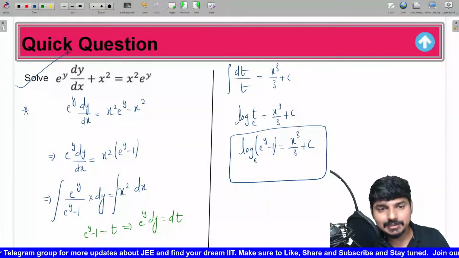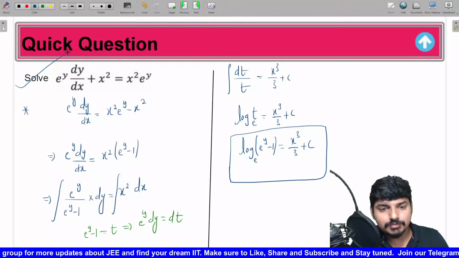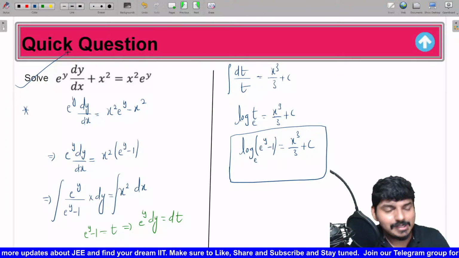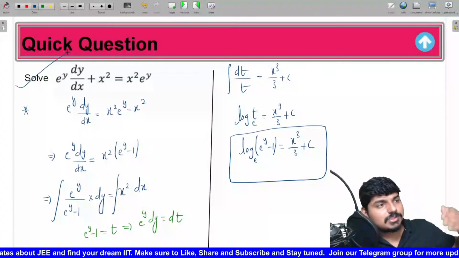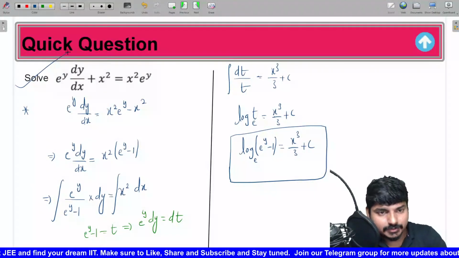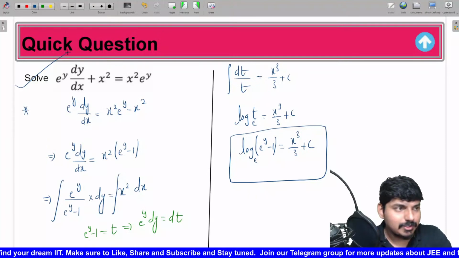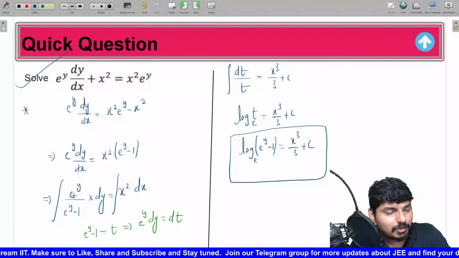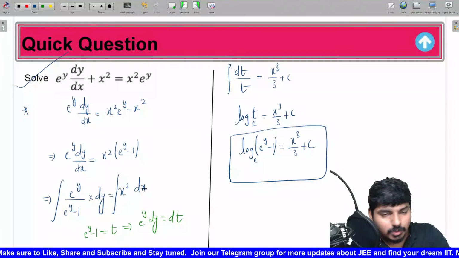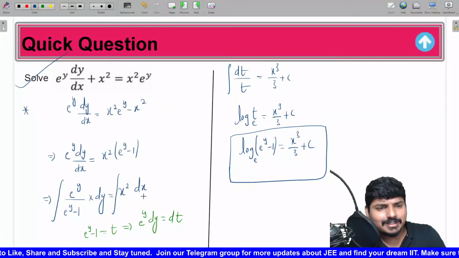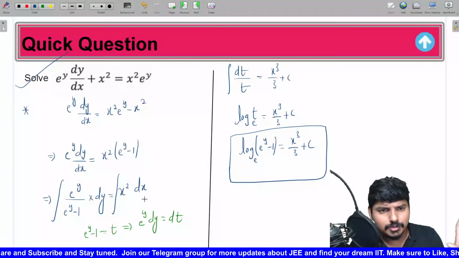So see, in this question we have applied the concept of variable separable method. Okay, and here what did we do? First, we have written all the x terms together and all the y terms together. I mean, I've taken all the y terms along with dy, all the x terms along with dx, and then integrating on both the sides, I got the solution.